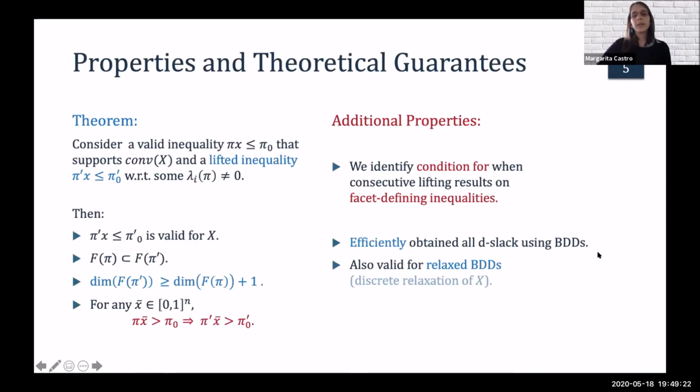We also show, and here's where the decision diagrams come into play, that we can compute these D-slags very efficiently, in polynomial time, using the decision diagram. We can actually compute all of them at the same time. And we also show that even if we don't have the exact decision diagram, we can use relaxed ones, and our procedure is still valid. These relaxed decision diagrams are basically a discrete relaxation of our original set.